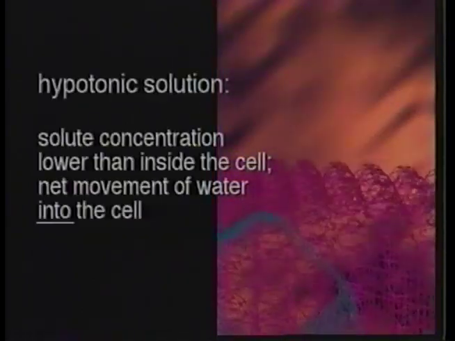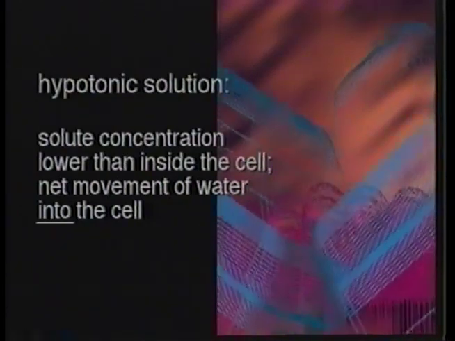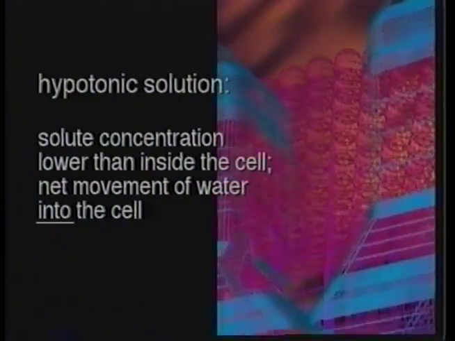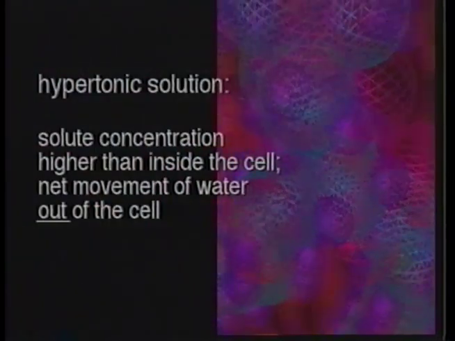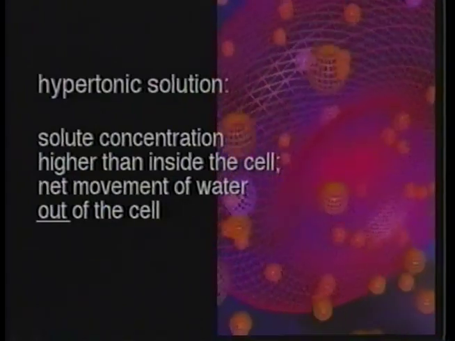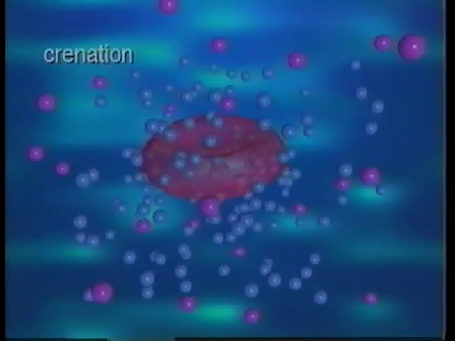Hypo means below, and a hypotonic solution is one that has a lower solute concentration than the cell. Consequently, a solution that is hypotonic will force water across the cell membrane into the cell. The cell swells and eventually may burst or lyse. Hyper means above, and a hypertonic solution is one that has a higher solute concentration than the cell. Consequently, an extracellular solution that is hypertonic will force water to move out of the cell, causing the cell to shrivel or crenate. Are you ready for another concept check?